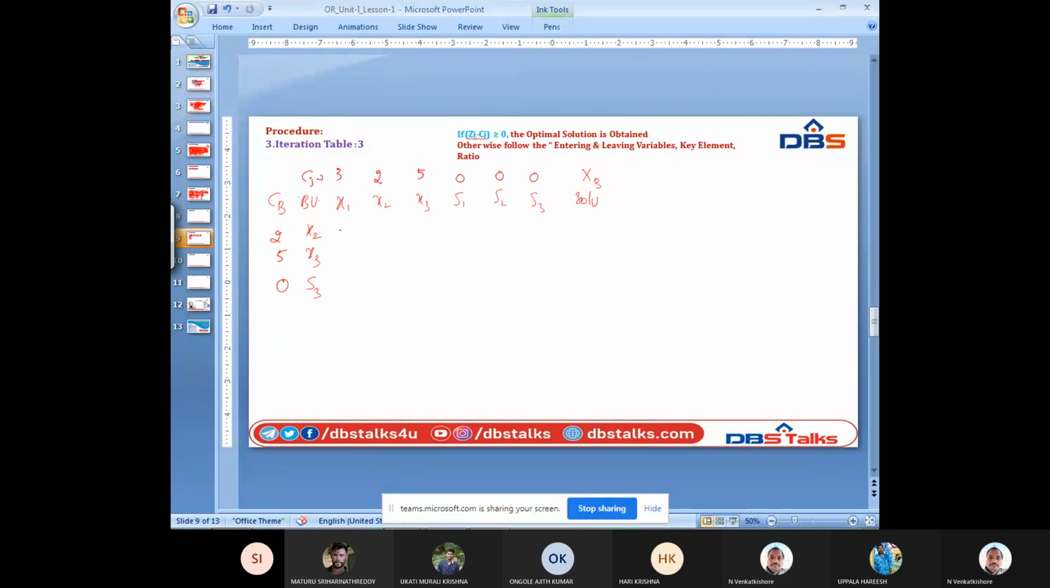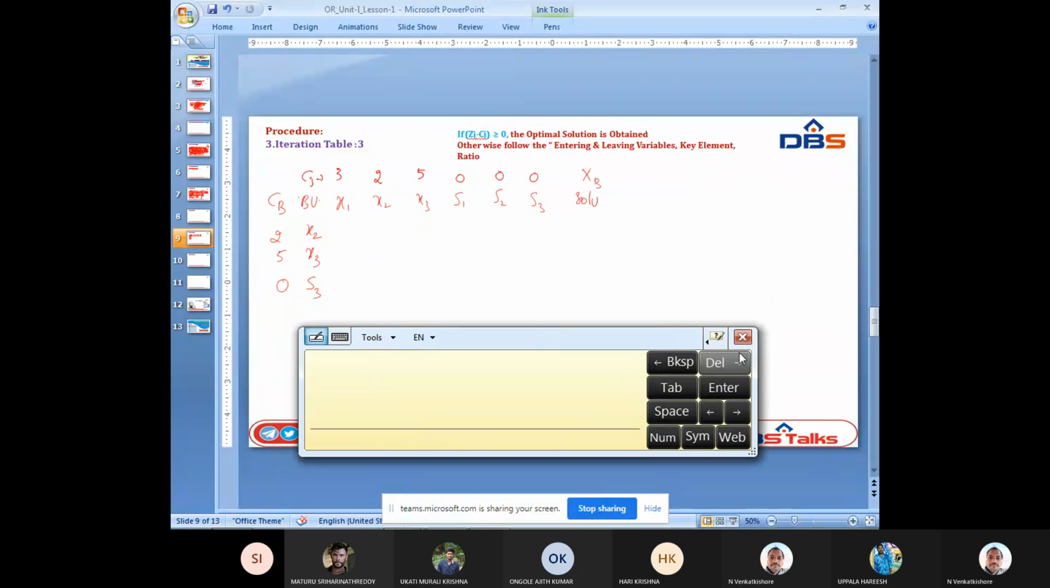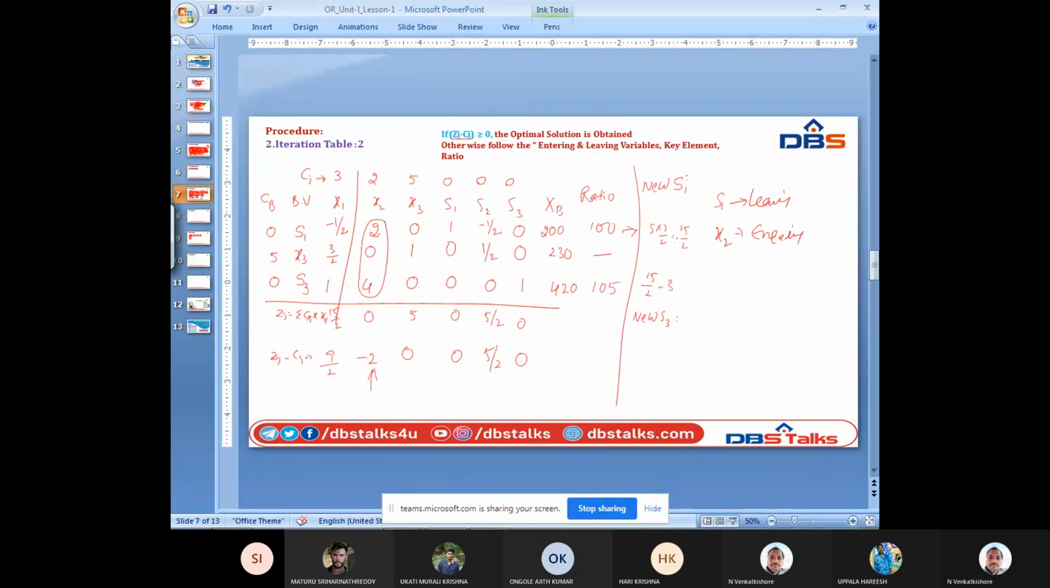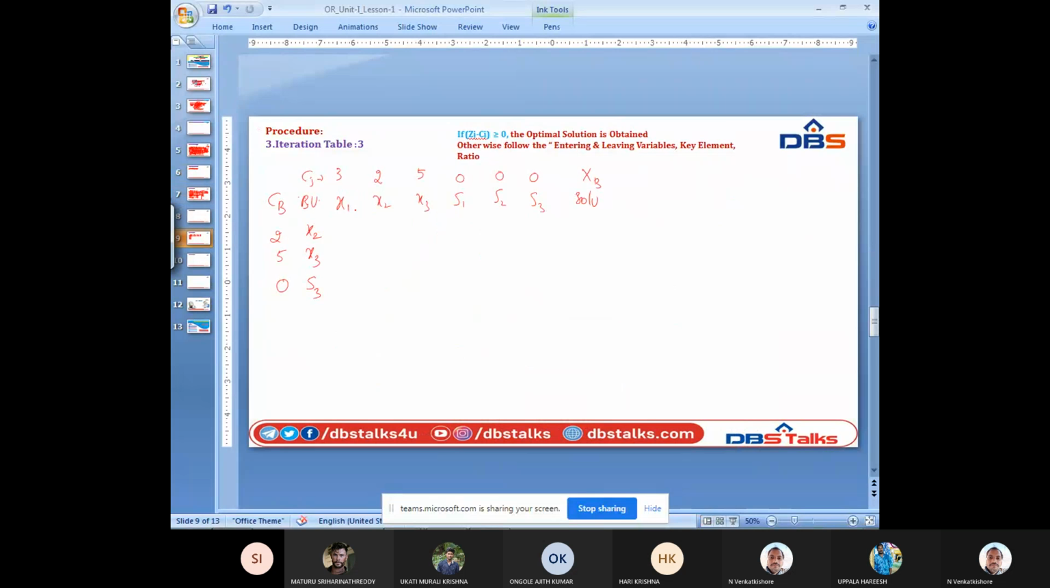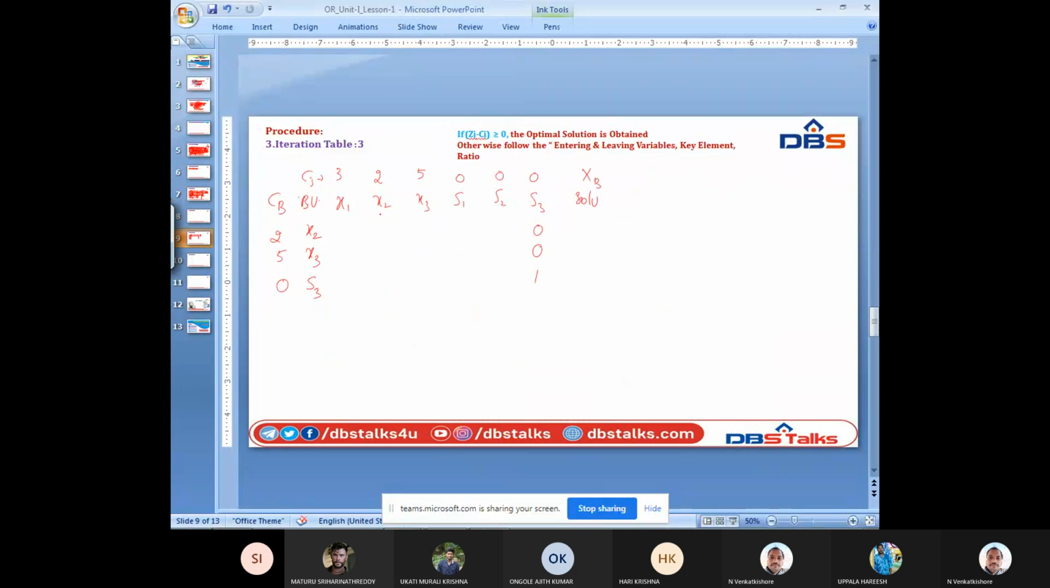Here the identity matrix has x3 as 0 1 0, s1 as 1 0 0, s3 as 0 0 1. So x3 is same, s1 is replaced with x2. So the s1 is to be entered into these conditions, or otherwise x3 as by default 0 0 1, s1 as 1 0 0. It was leaving. So x2 as 1 0 0, x3 as 0 1.